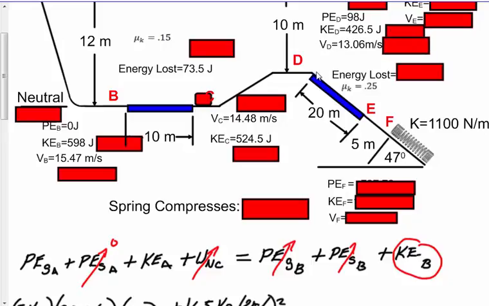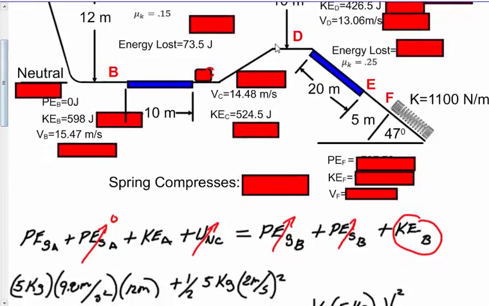Now we want to find out what's going to take place between D and E. Now, your gravitational potential is going to decrease. I'm going down. Now, to find the distance from D to E, that distance would be 20 meters times the sine of 47. That's going to give me the distance straight down here. Gravitational potential must be vertical.